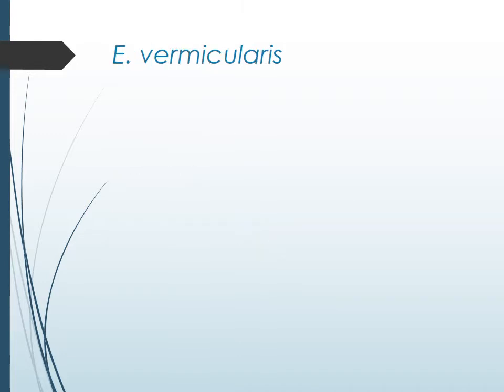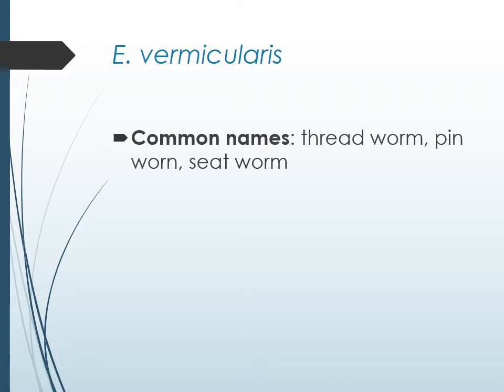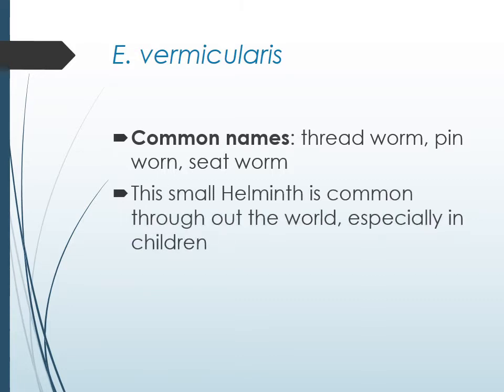If we see the general features, this worm is also commonly named as threadworm, pinworm, or seatworm. The name threadworm is derived due to its typical appearance. It looks like a tiny piece of thread. That's why it is named as a threadworm. It is a very small helminth and common throughout the world, especially in children.